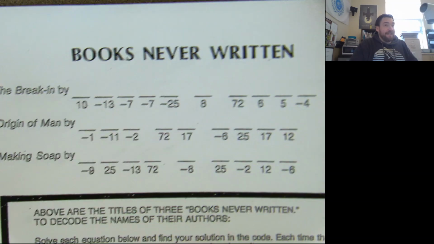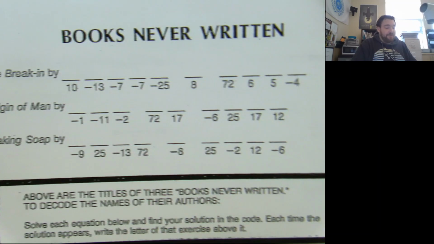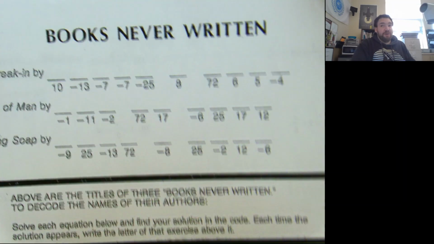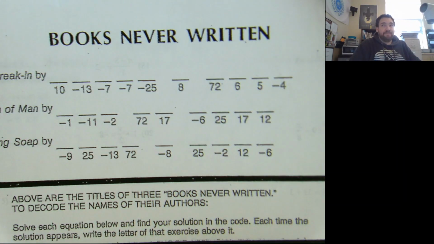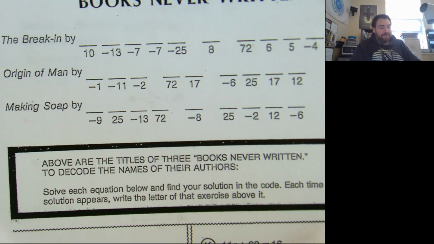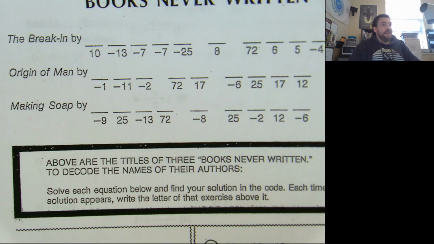Okay. The Break-In was written by Jimmy DeLocke. The Origin of Man was written by Eva Lou Shun. Oliver, face front, please. If you need this booklet, there's a big stack right there. Okay. Do you have the booklet, though? Okay. And Making Soap was written by Phil T. Hans.